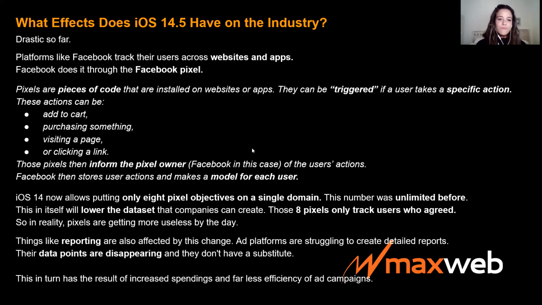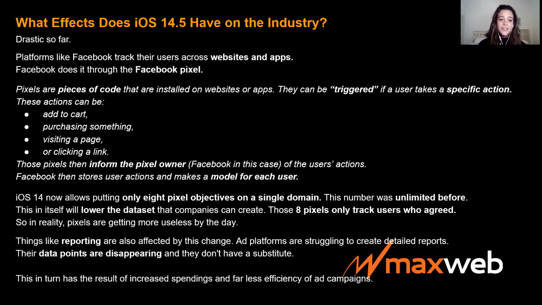So on iOS 14 now, it allows you only to put 8 pixel objectives in a single domain. This number used to be unlimited before. So this in itself will lower the data set that companies can create. And those 8 pixels can only track the users who agreed to opt in to being tracked. So in reality, pixels are becoming a lot more useless day by day.